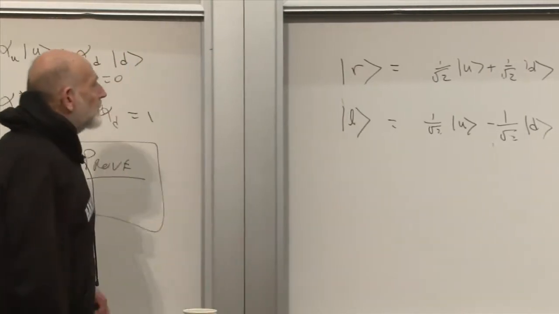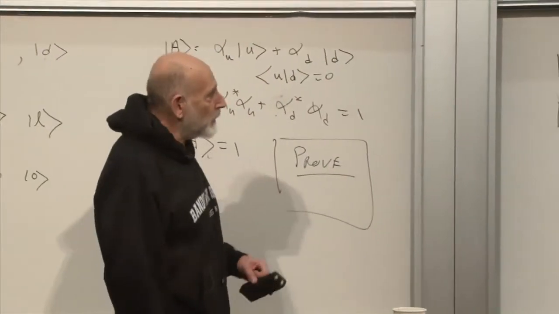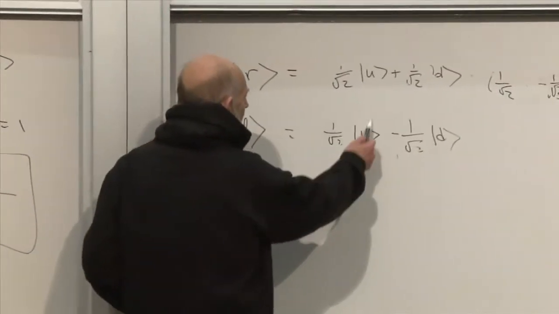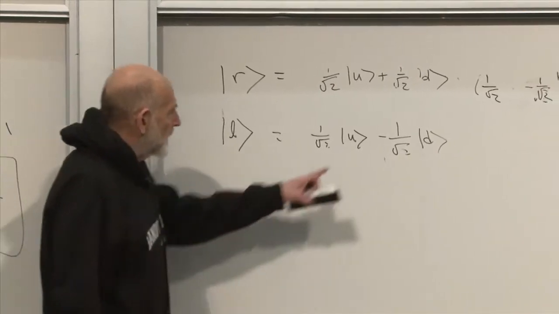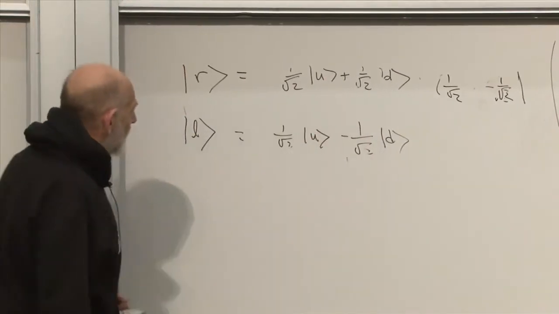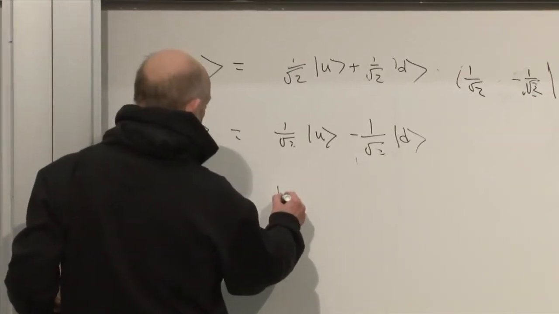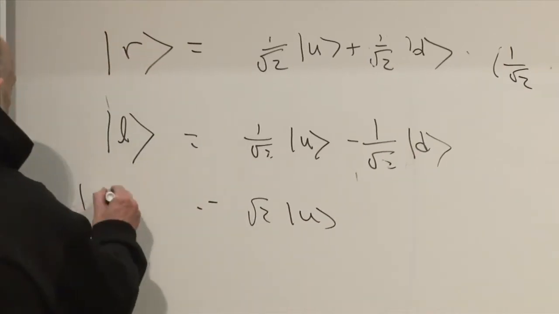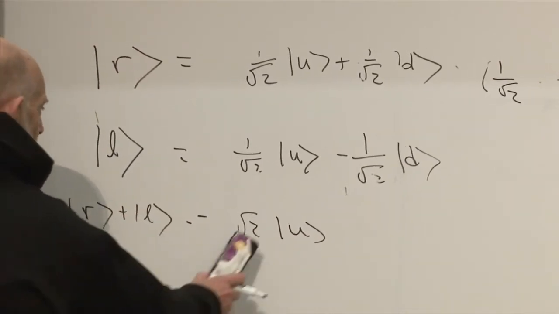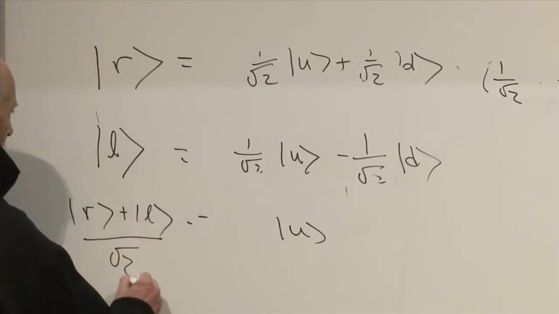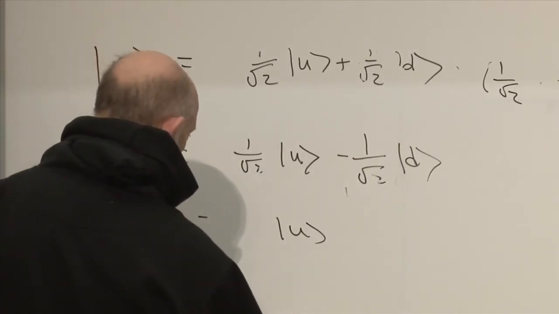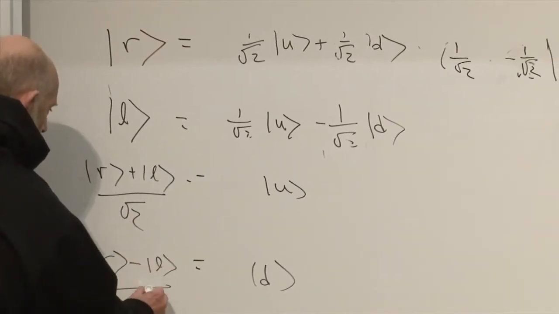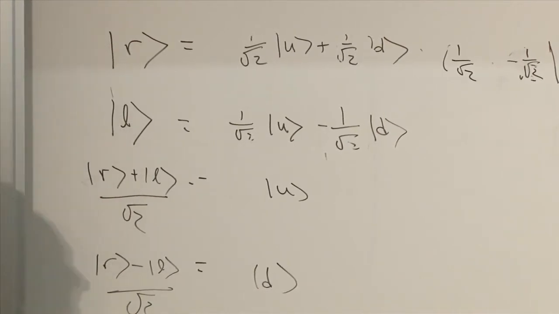It's kind of interesting. I've written right and left in terms of up and down. I could, of course, write up and down in terms of right and left. Let's see what we get. If we add these two equations, the downs will cancel, and we'll just get up. We'll get square root of 2. That's 2 over the square root of 2 times up equals right plus left, and then divide by square root of 2. And we'll find that down is equal to right minus left over square root of 2. So you see there's a complete reciprocal relationship between them.